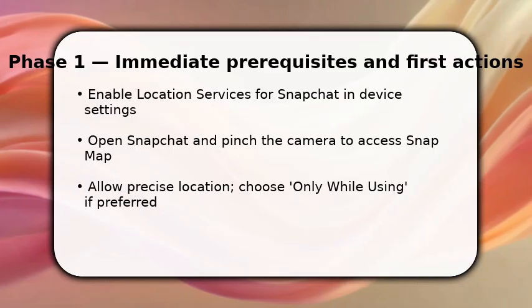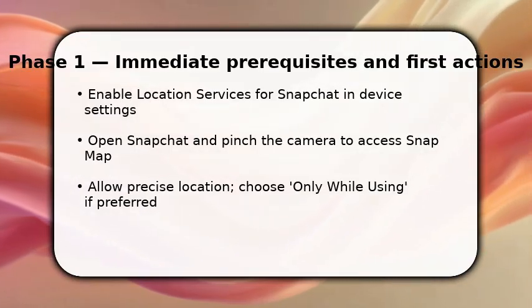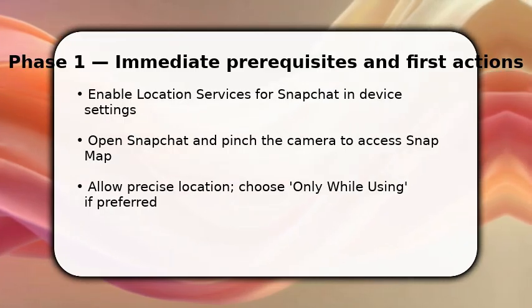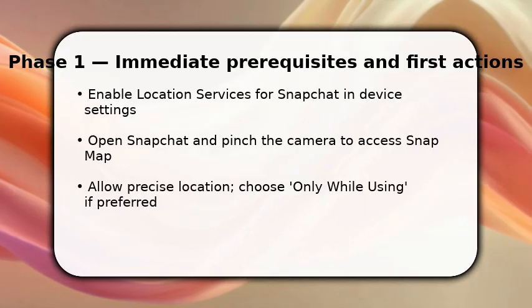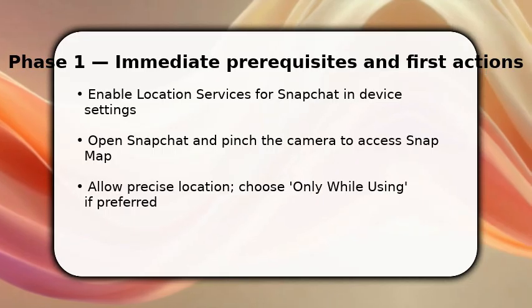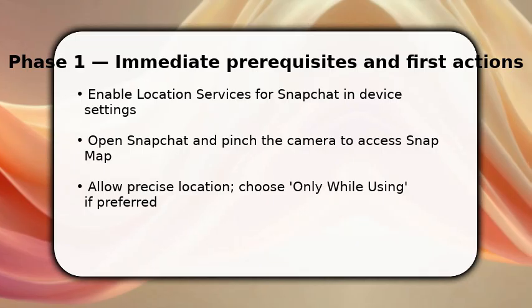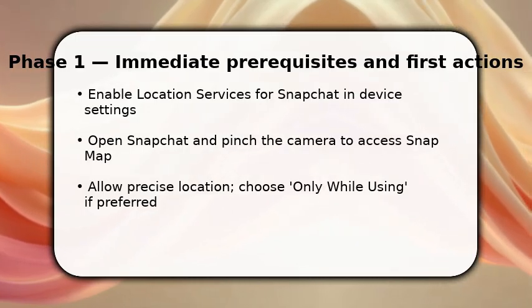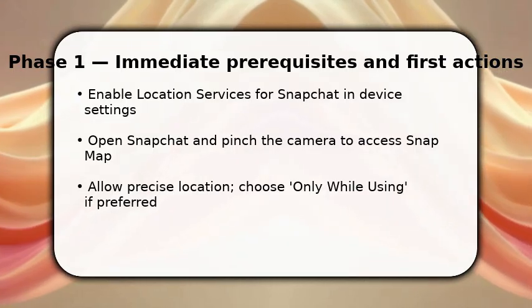You start by granting Snapchat precise location access. This is essential. Open the app and pinch the camera screen to reveal Snap Map. Once done, make sure your map layer is set to Map or Heat Map so you see nearby activity. You should also confirm Ghost Mode is off if you want others to find you, and vice versa. These first steps let Snapchat show people near you, so do them now and proceed to searching and adding.